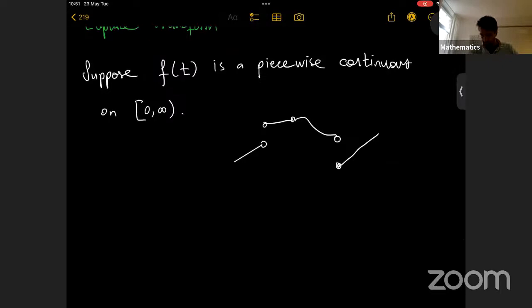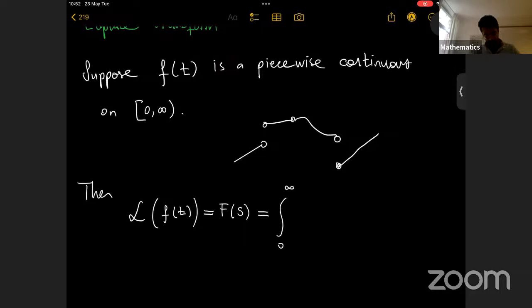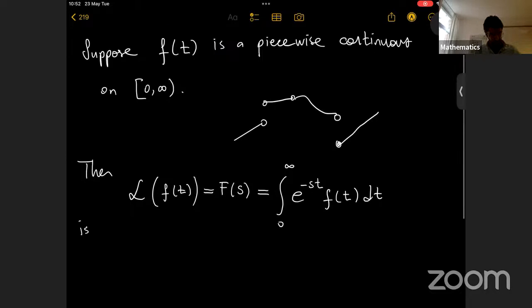Then the Laplace transform is defined by the following. We will denote this by this fancy L, f of t. So basically you transform a function to another function by this formula. We will say this is F of s now, a function of s, and it's defined by the integral from 0 to infinity e to the minus st f of t dt. This is called the Laplace transform of f of t, okay?